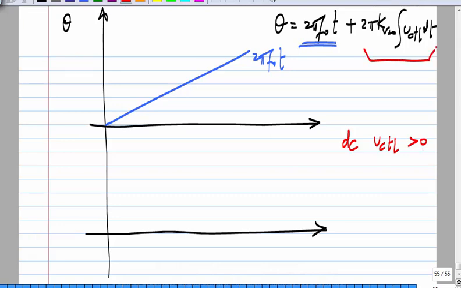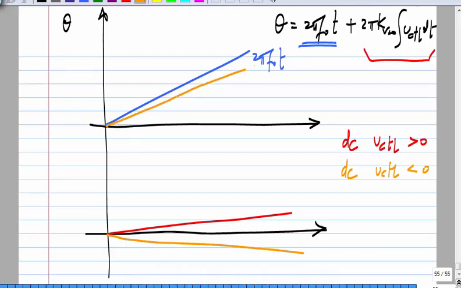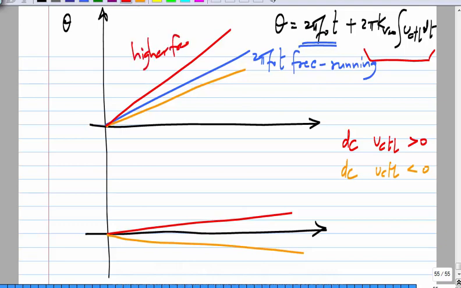What will this part look like? It is a rising ramp, so it will be something like that. And if I have a DC V control less than 0, it will be a falling ramp, okay. And the total phase will be, in this case it corresponds to a smaller slope, a lower frequency, and in the other case to a higher frequency. Okay. So, this is the free running component, and this is a higher frequency and this is a lower frequency.